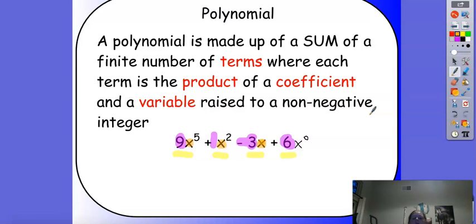It's raised to a non-negative integer. So I'm going to get my green color. There's a 5 there. It cannot be a -5. It's the number 5. The number 2. This one right here is an understood 1. And this one is a 0. Do you see how we have this little treetop here? It starts at 5, goes down to 2, goes down to 1, goes down to 0. That's what you call standard form, where the highest power is first.